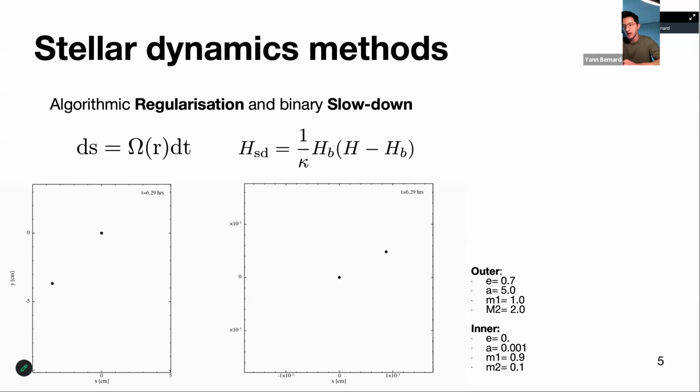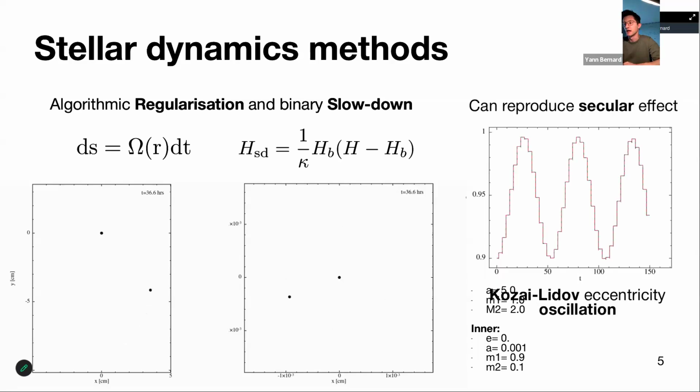Here I'm showing you the evolution of a hierarchical triple, where I'm adjusting the velocity of the internal motion of the inner binary to better constrain the performance of the time integration, but still conserve the good secular evolution of this binary. As you can see here, I can reproduce quite well the secular oscillation due to Kozai-Lidov oscillation.